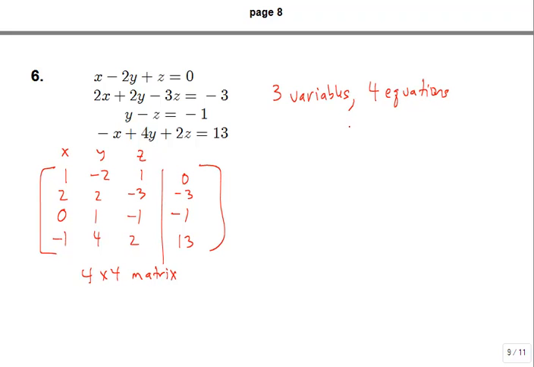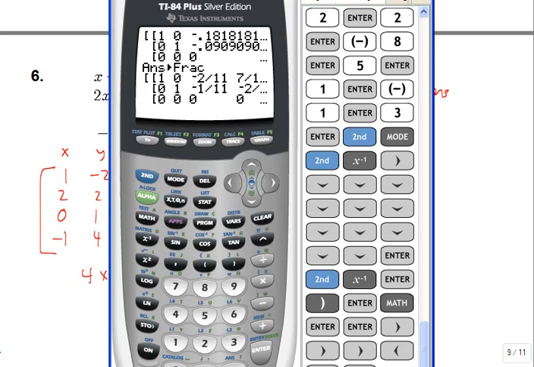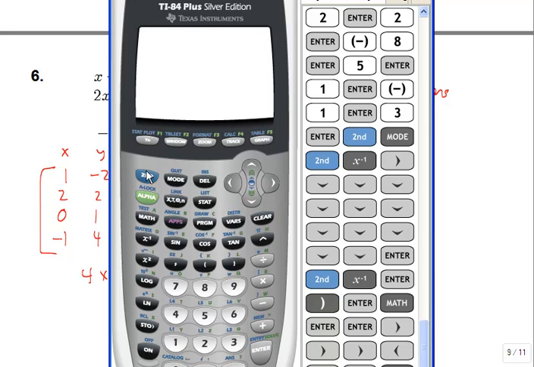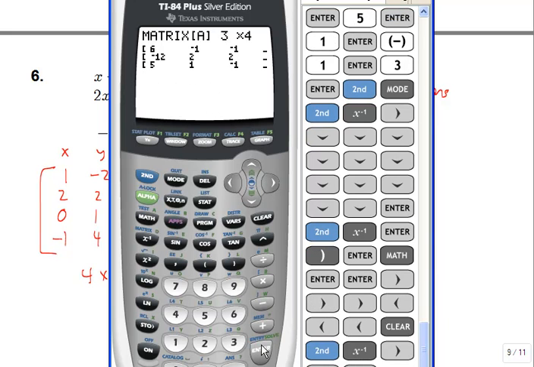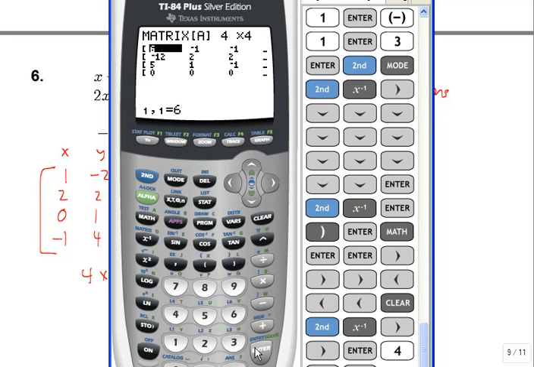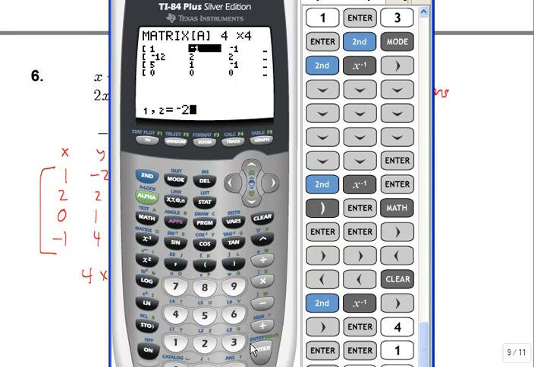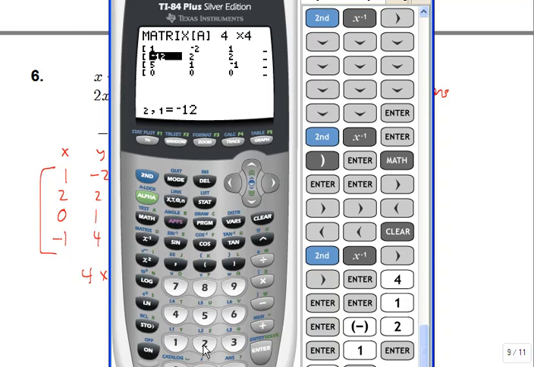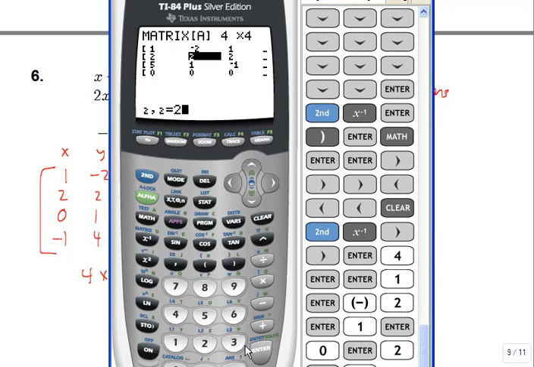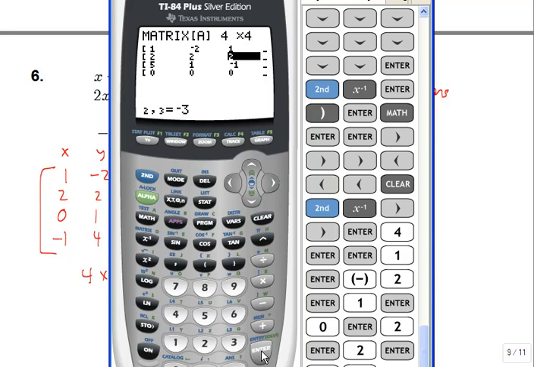So the first thing we're going to do is get our calculator out and type in this new matrix for matrix A. So let me clear out my home screen, and then I'm going to go to Matrix, and I'm going to go over to Edit, and we need to change our dimensions here because this time it's a 4 by 4 matrix, and row 1 is going to be 1, negative 2, 1, 0. Row 2 is 2, 2, negative 3, negative 3.